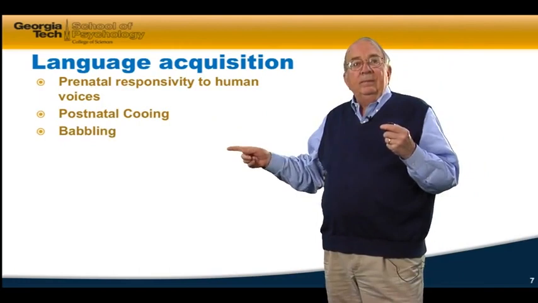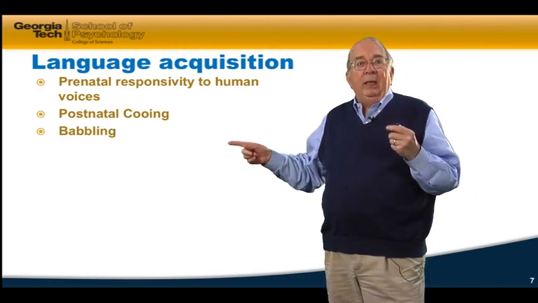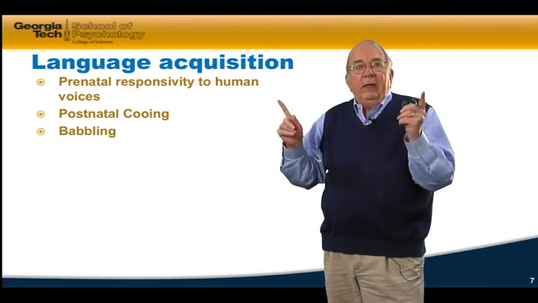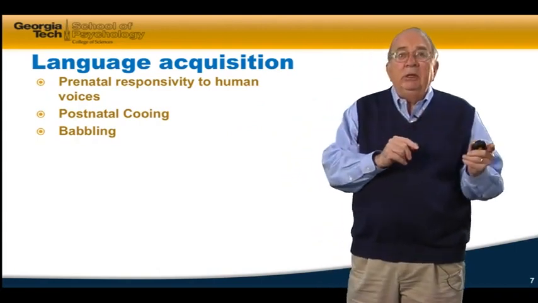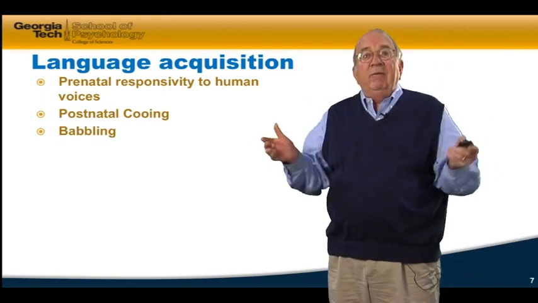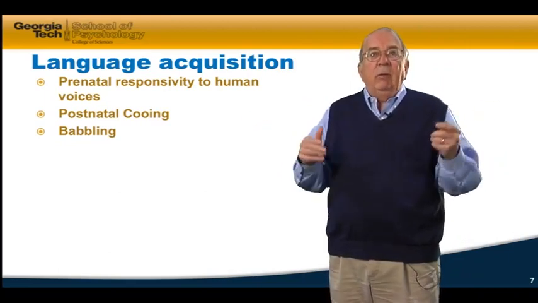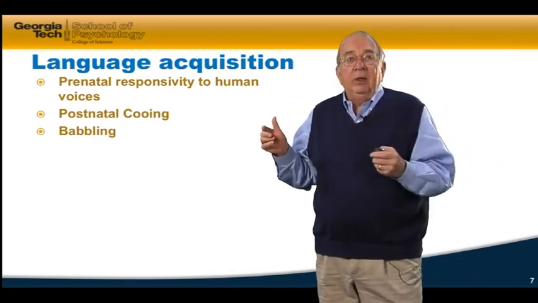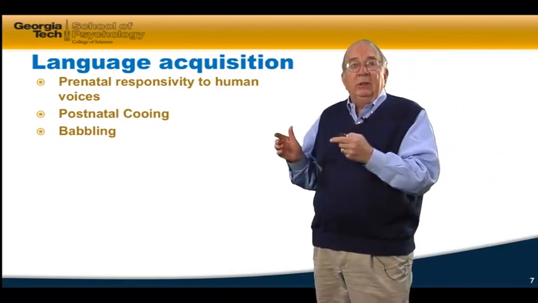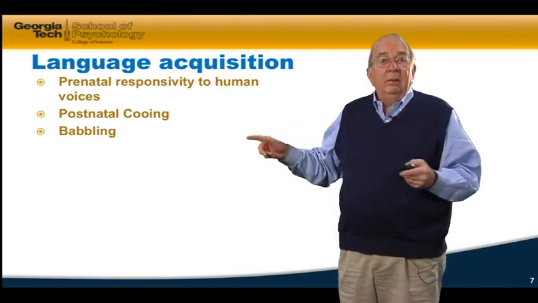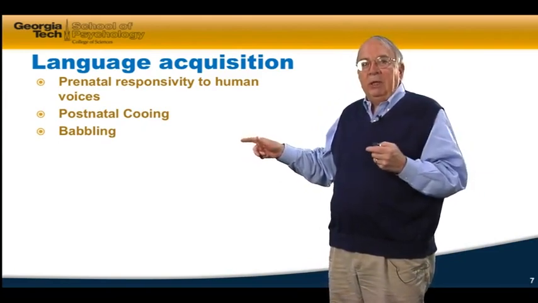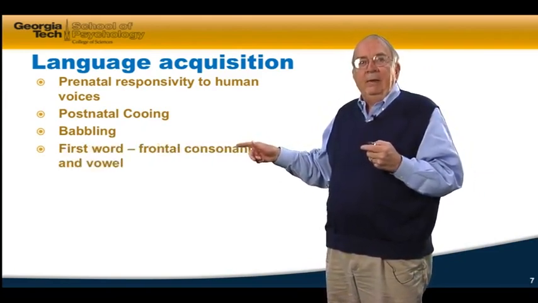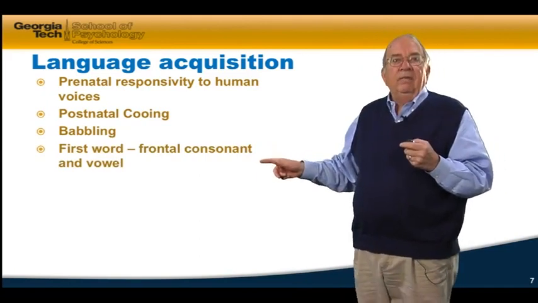And then later, there's babbling, where they start narrowing down the phonemes to those that are used in that language, because different languages use a different set of phonemes. This is why we have dialects: you're using phonemes in the second language that you hadn't babbled in the first language. And then after babbling, we have the first word.